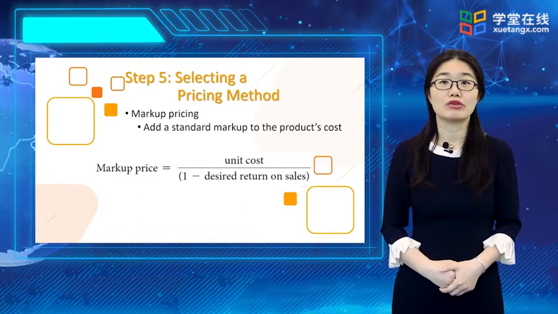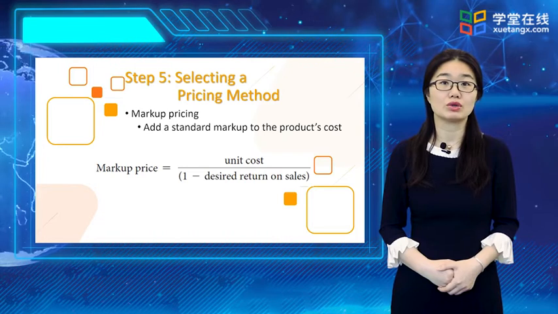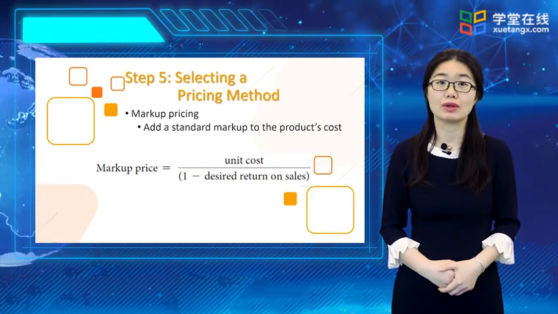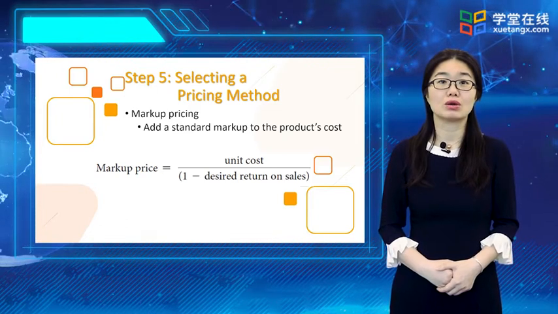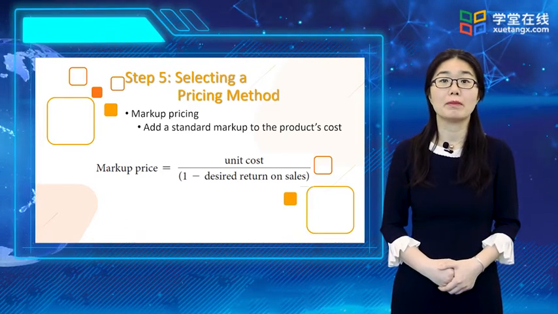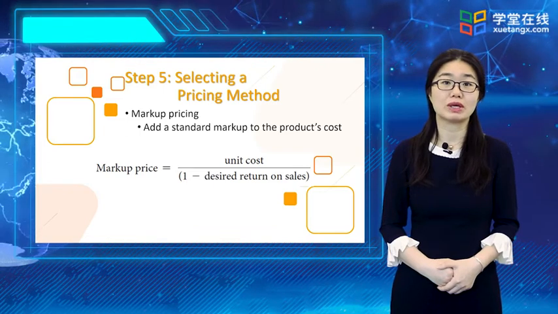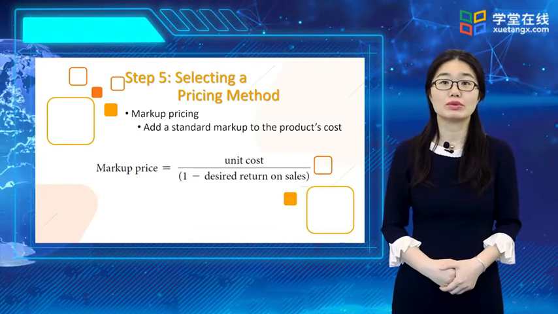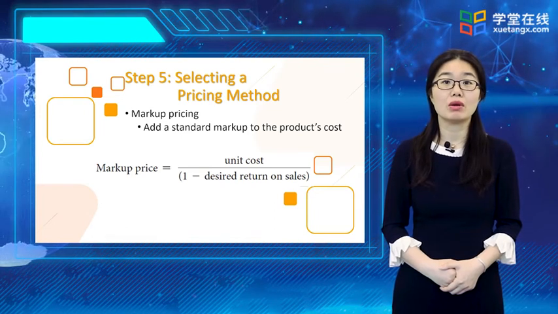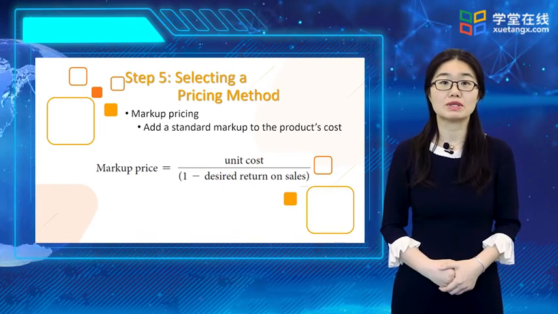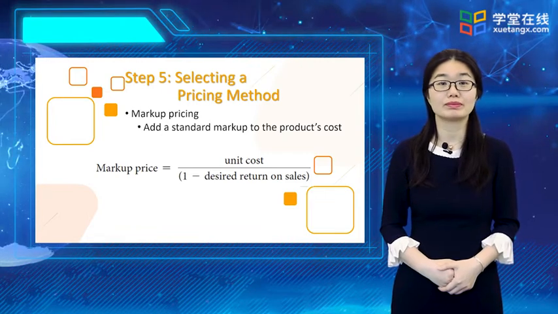Assume the manufacturers want to earn a 20% markup on sales. The manufacturers will charge dealers $20 per toaster and make a profit of $4 per unit. If dealers want to earn 50% on their sales, they will mark up the toaster 100% to $40.